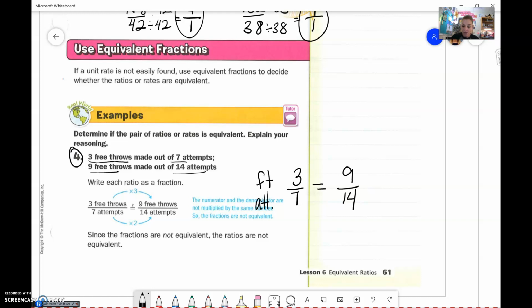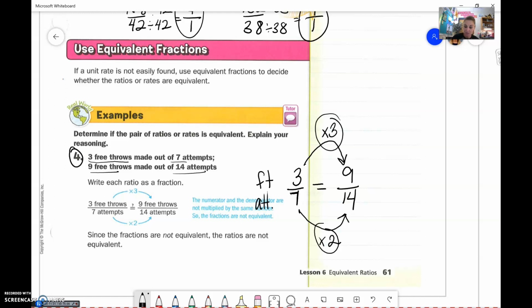What you're going to want to do is, this is where the ratio table comes into play: how do I get from this number to this number? And am I going to do the same thing from this number to this number? Remember, multiplying or dividing. So from 3 to 9, I am going to multiply, because 3 times 3 is 9. Then I look at 7, and I think, 7 times what gets me 14? 7 times 2 gets me to 14. So are these rates or ratios equivalent? They are not, because we did 2 different operations on this problem.